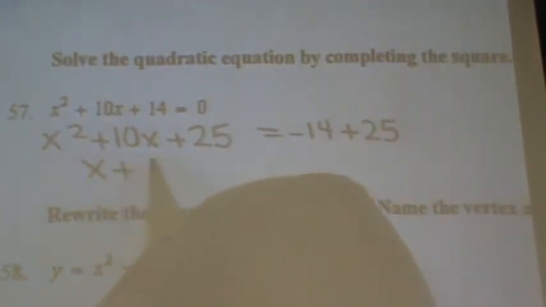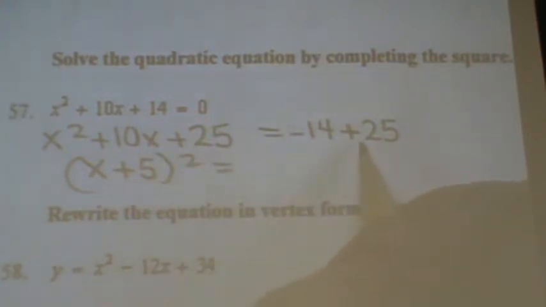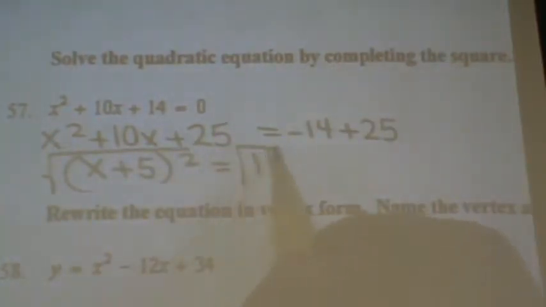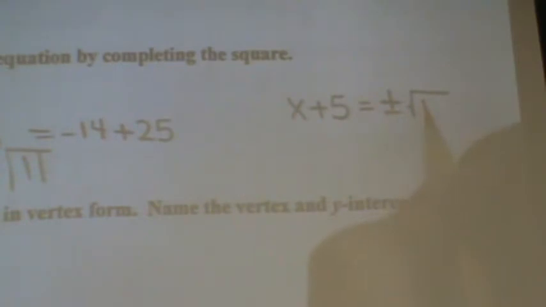Factor. And this is gonna be 5 and 6, 11. Square root both sides. You get x plus 5 equals plus or minus root 11, and subtract 5. Is this coming back to you guys? Yes.